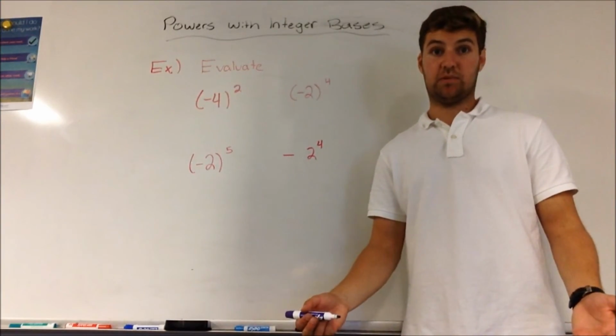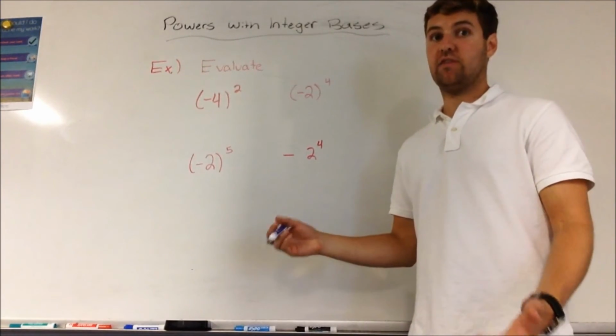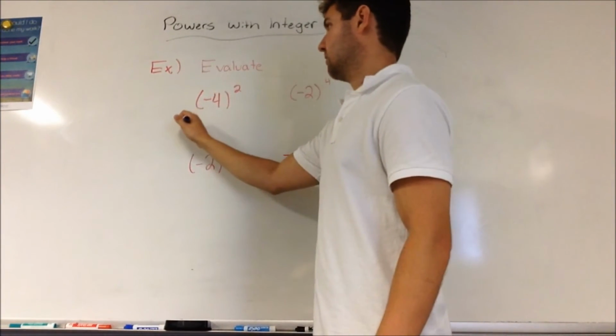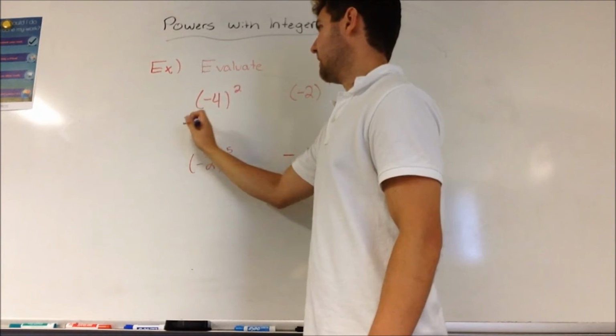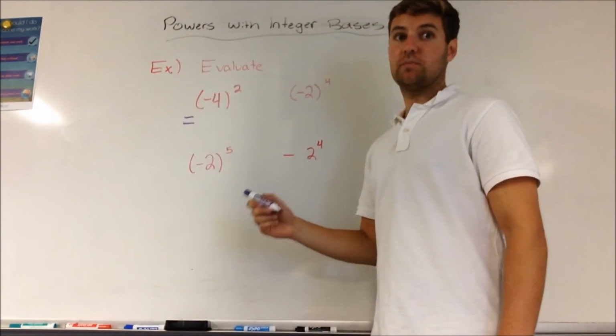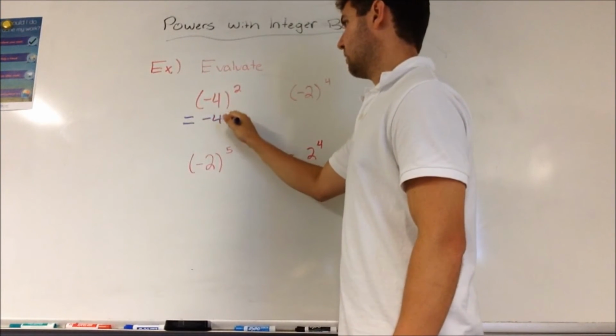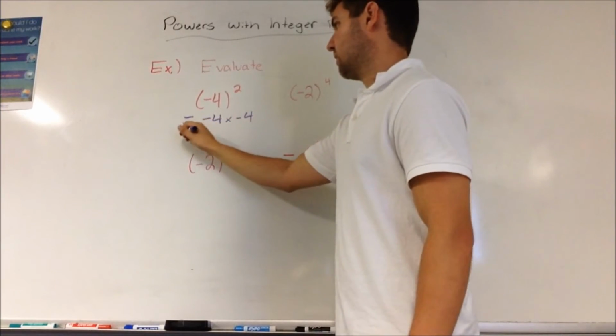Okay, let's try some examples now. So we have 4 powers on the board that we want to evaluate, find out what their answer is. Let's look over here first. We have -4 to the exponent 2. So here we have an integer base. So this means -4 times -4.